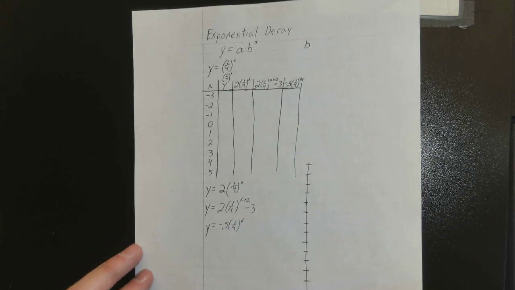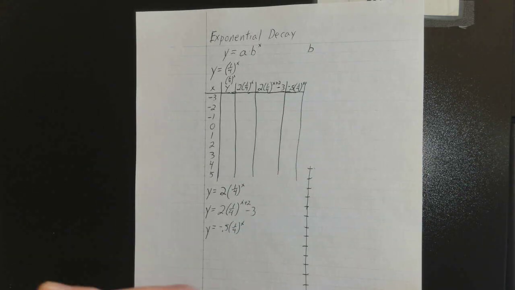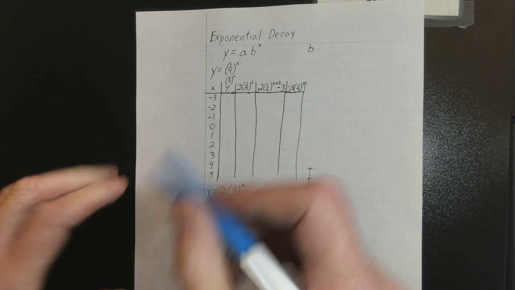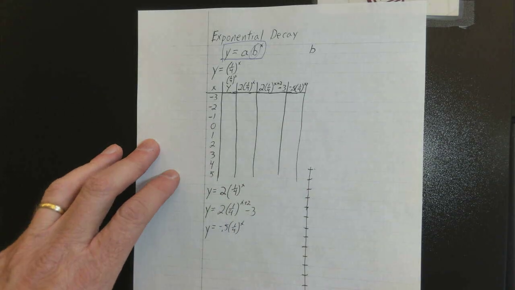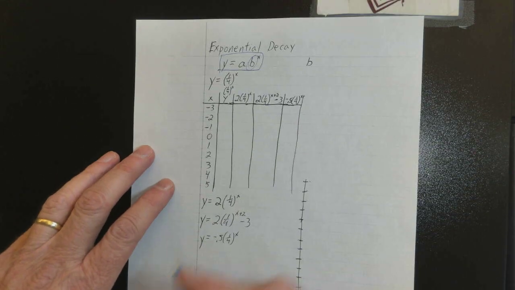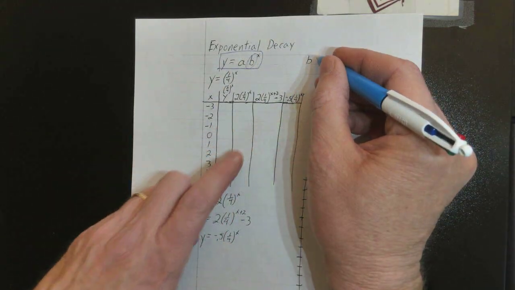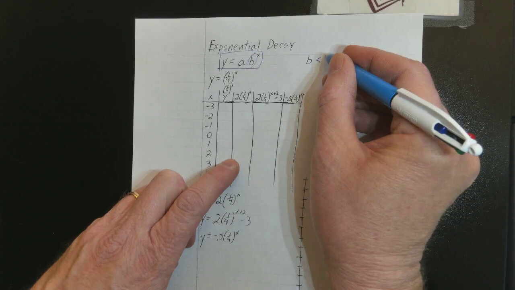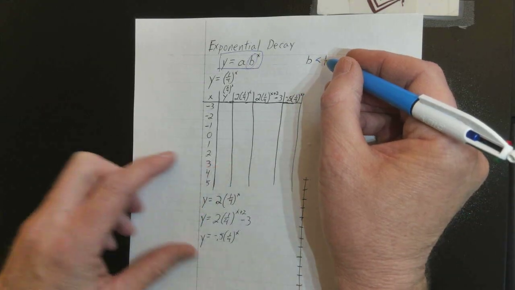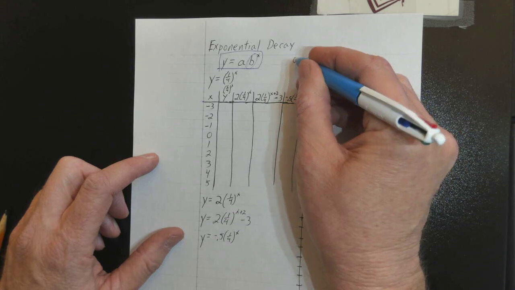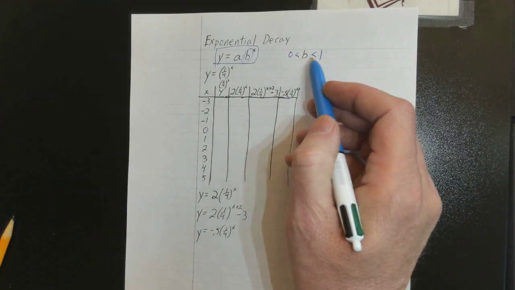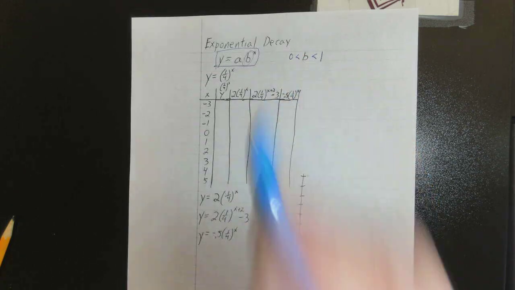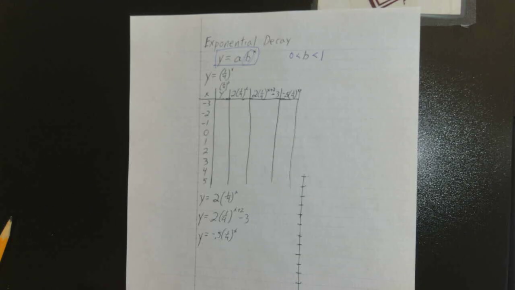All right, so we're graphing exponential decay. The form is the same as with exponential growth, but the value of the base is what changes here that makes exponential decay. And the base has got to be less than 1, but you also got to be greater than 0. So the base has got to be between 0 and 1.